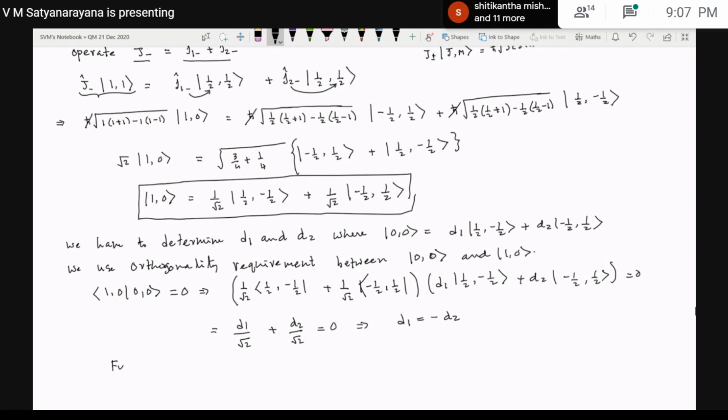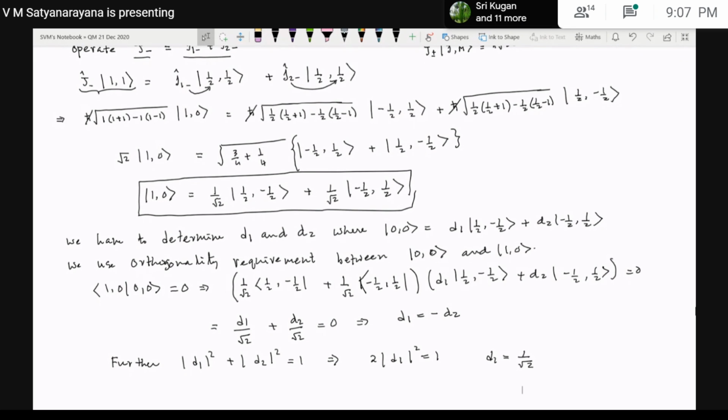Further, our state has to be normalized. That means modulus of D1 squared plus modulus of D2 squared has to be equal to 1. But modulus of D1 squared is the same as modulus of D2 squared. This implies 2 times modulus of D1 squared is 1. In other words, D1 is equal to 1 by root 2.